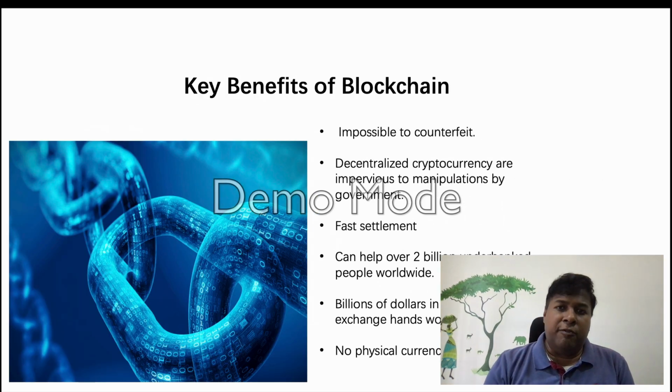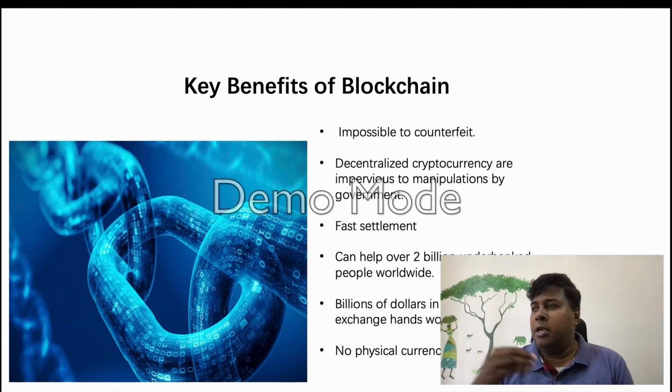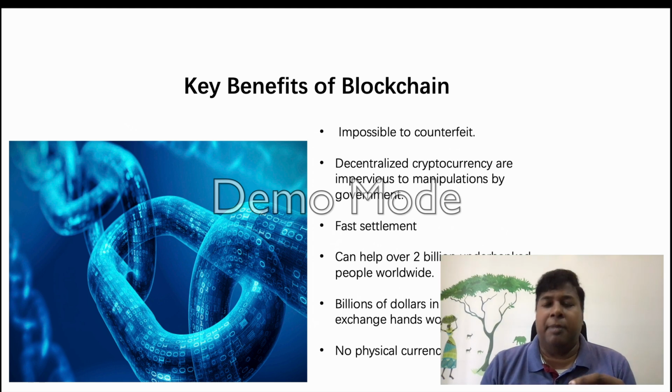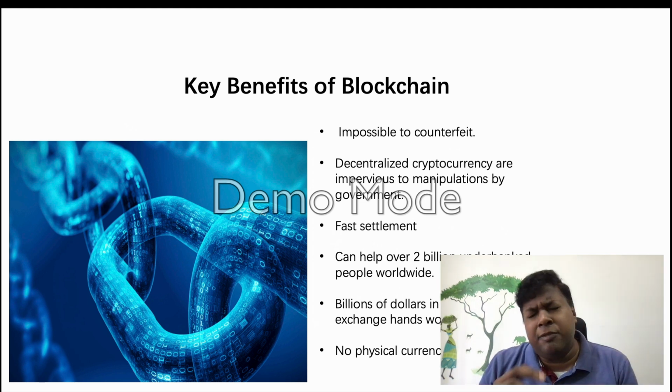And the key benefit of blockchain is that it is impossible to counterfeit, right? Which means inside the network there is no way there could be counterfeit. If you take a normal currency, you can create a currency like that, right? And people have tried doing it. A lot of people have counterfeited it, right? So that can never happen with Bitcoin. And decentralized cryptocurrencies are impervious to manipulation by governments. It's a very important piece of information.